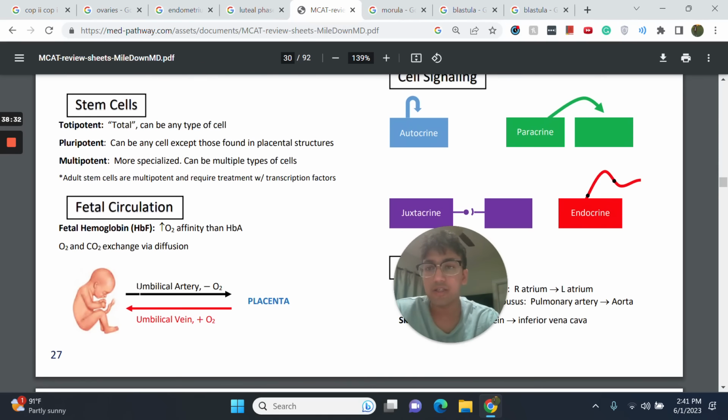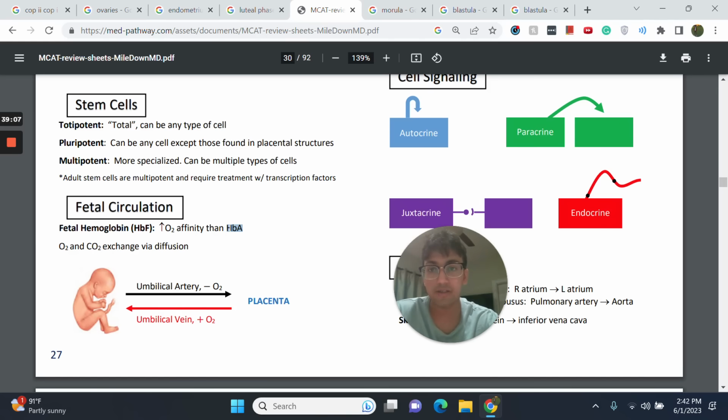Okay, fetal circulation. This is a pretty interesting topic. So you should know that the embryo doesn't really take oxygen from the air. It's taking it from the mother, right? And so it takes it from this placenta, and we have an umbilical vein that goes to the embryo, an umbilical artery that goes away from the embryo, right? So just remember that the vein goes to the embryo, the artery goes away from the embryo, and these are called the umbilical artery and umbilical vein. And the fetal hemoglobin has to have greater oxygen affinity than the adult hemoglobin.